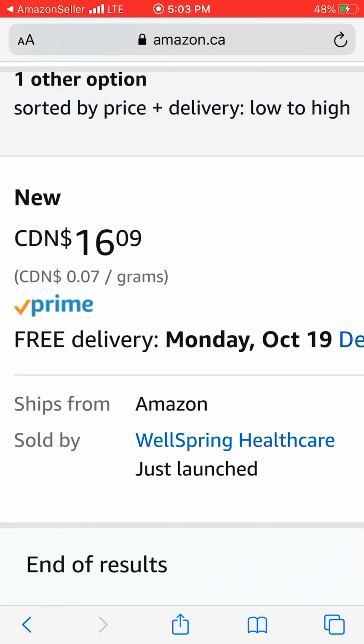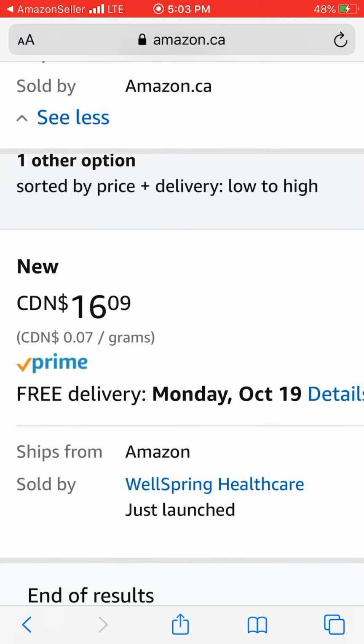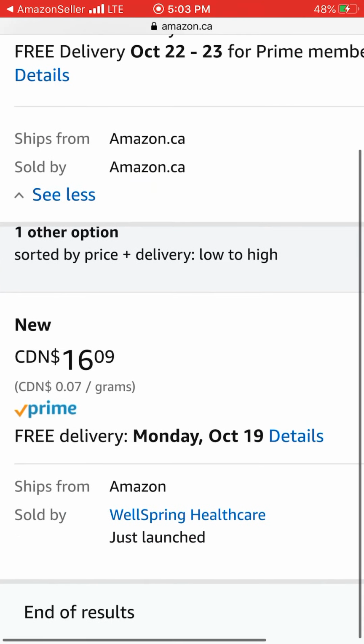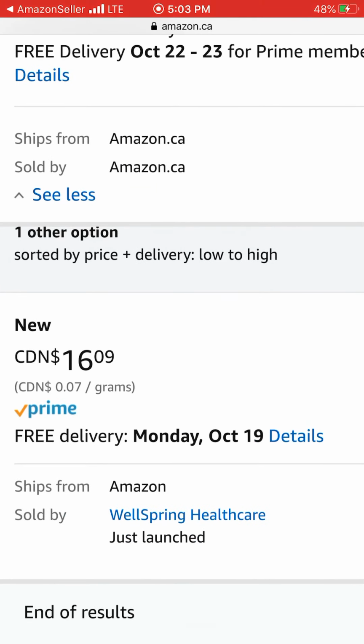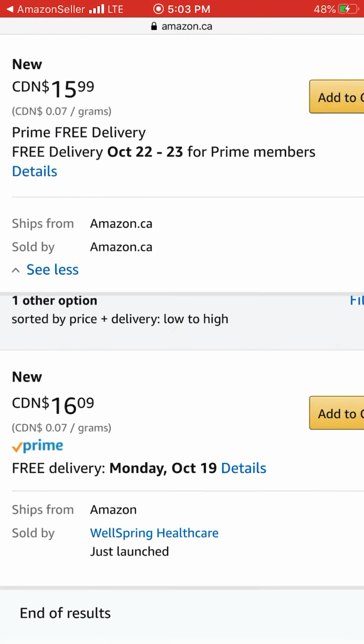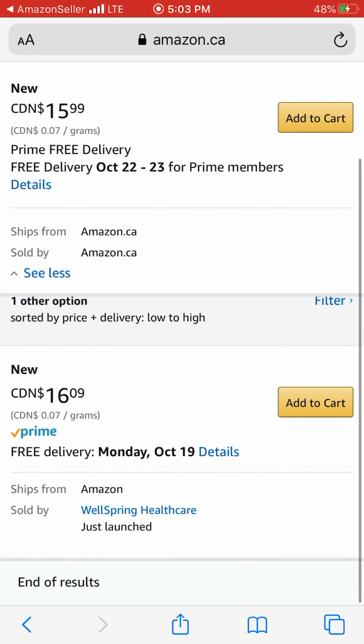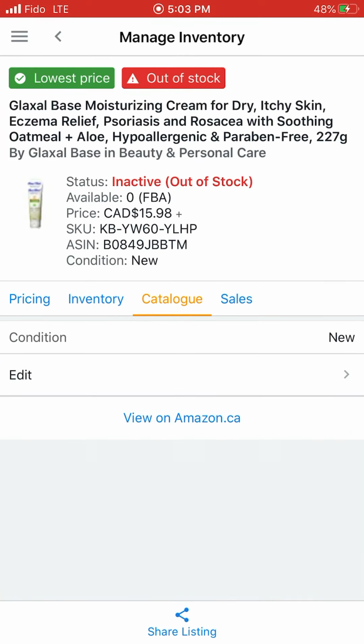And it ships from Amazon, so it's fulfillment by Amazon. As you can see, FBA also means Prime. It's the same thing. So Prime sellers, you are FBA sellers, and sold by Wellspring Healthcare. Just launched, so a new seller called Wellsprings Healthcare. Okay, so now let's just jump back to here.